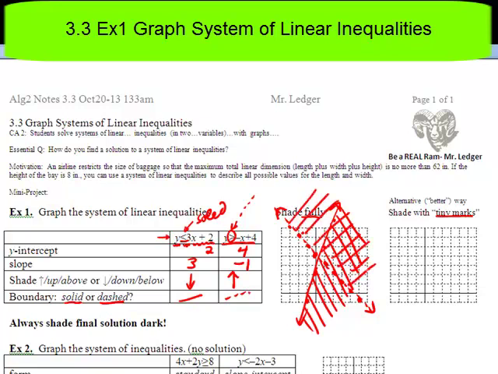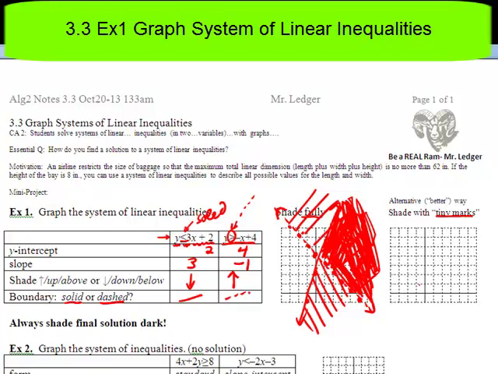And now it's required that you shade the solution very dark. So the solution is basically up, down, left, or right? To the right. So it's here, and all up here. Because it goes on forever, don't stop at the graph, just continue going a little bit, okay? And there's the solution. So you can see from a mile away where the solution is.